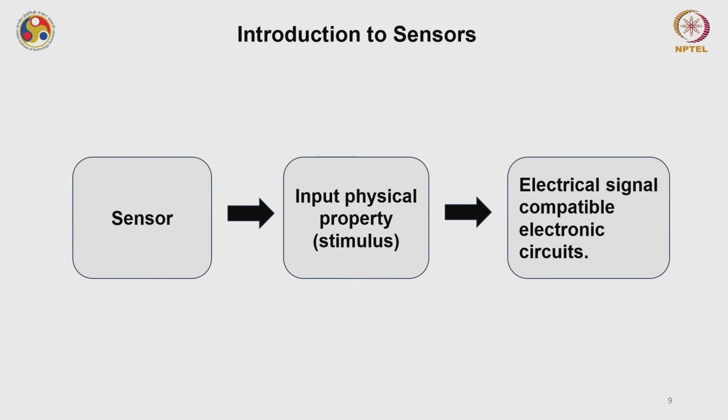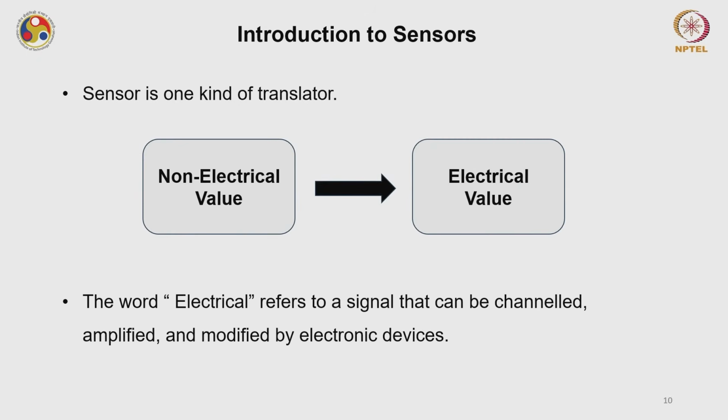The next stage in our sensor system is a readout circuit or interface circuit. The output of the sensor has to be compatible with the next stage, which is the interface circuit. In brief, I can call a sensor one kind of translator. This translator translates a non-electrical value to some electrical value. Here the word electrical refers to a signal that can be channeled, amplified, and modified by electronic devices.